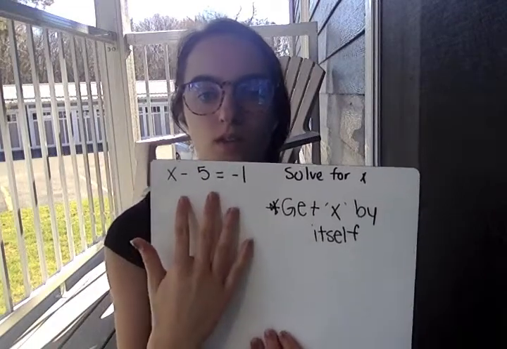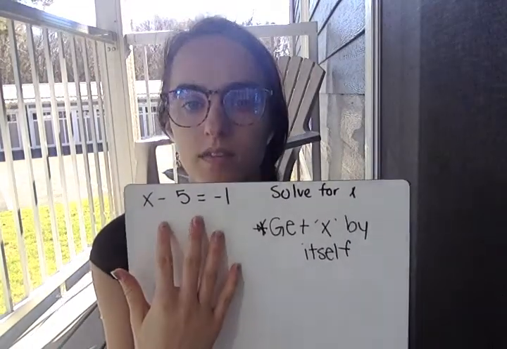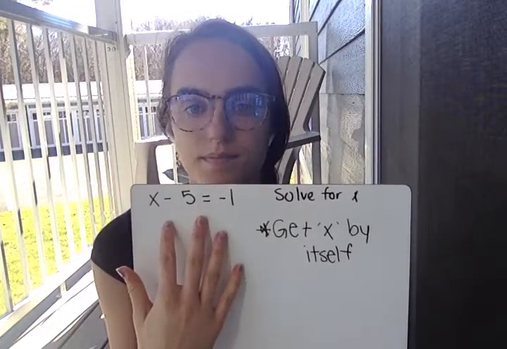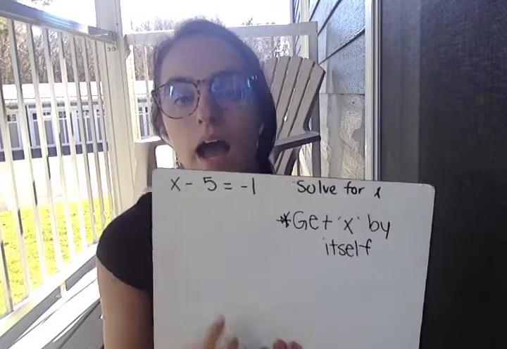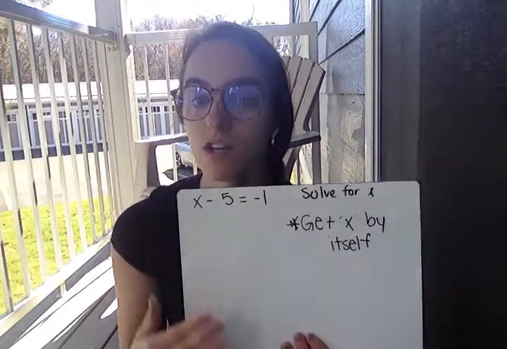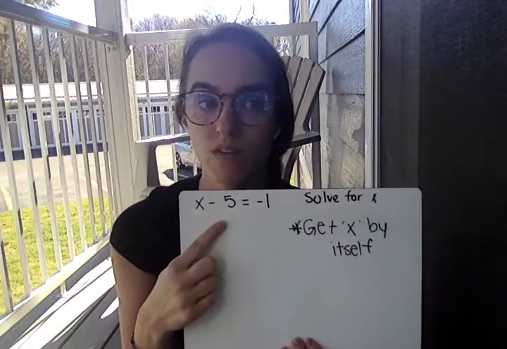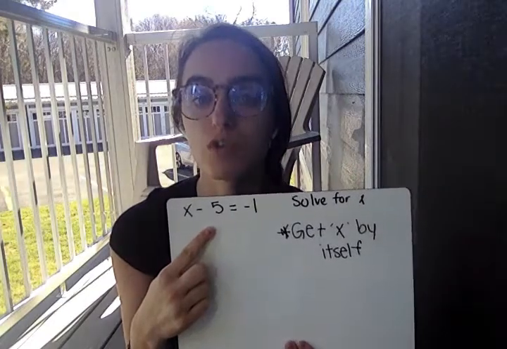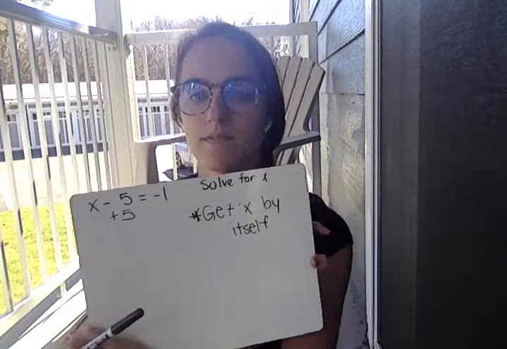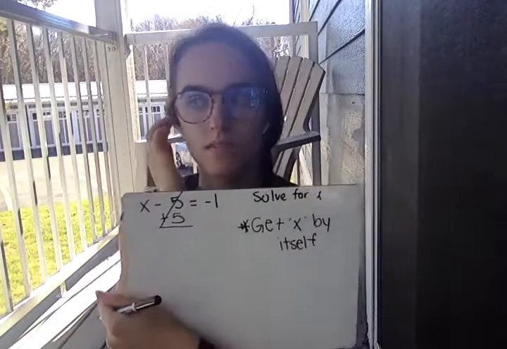So if we look at this equation right now, is x on its own side of the equal sign? Nope, it has a minus 5. How do we undo subtraction? We want to get rid of this minus 5. The only way to get rid of it is to do the opposite. So instead of subtracting 5, we're going to add 5. And when we do that, it cancels out the 5.